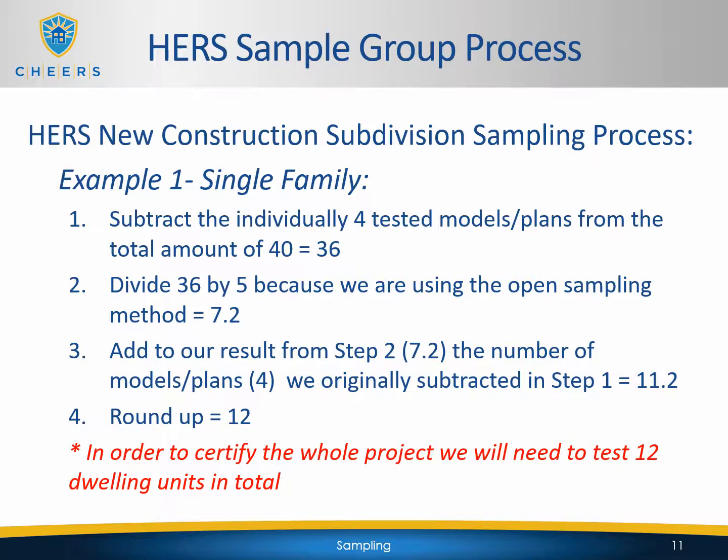Now add to our result from step 2, 7.2, the number of models, which was 4. So if you add the original 4 to the 7.2 that you calculated in step 2, that's going to give you 11.2. And because we said we want to round up, that becomes 12. In order to certify the whole project, we'll need to test 12 homes in total in that project using the open sampling method and assuming there are 4 unique models and plans in the project.